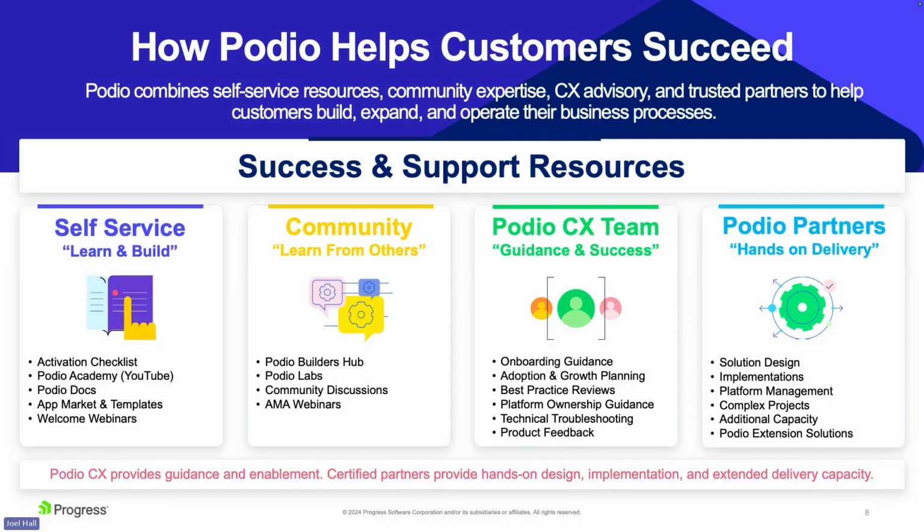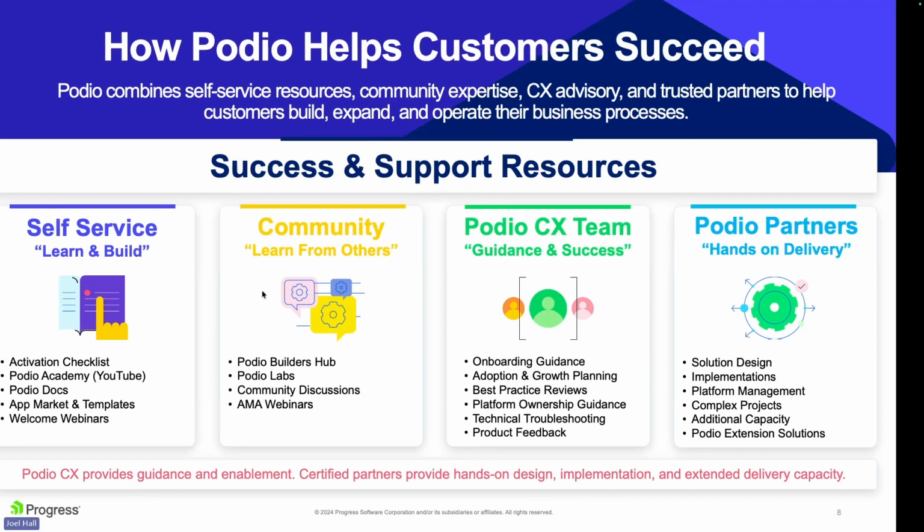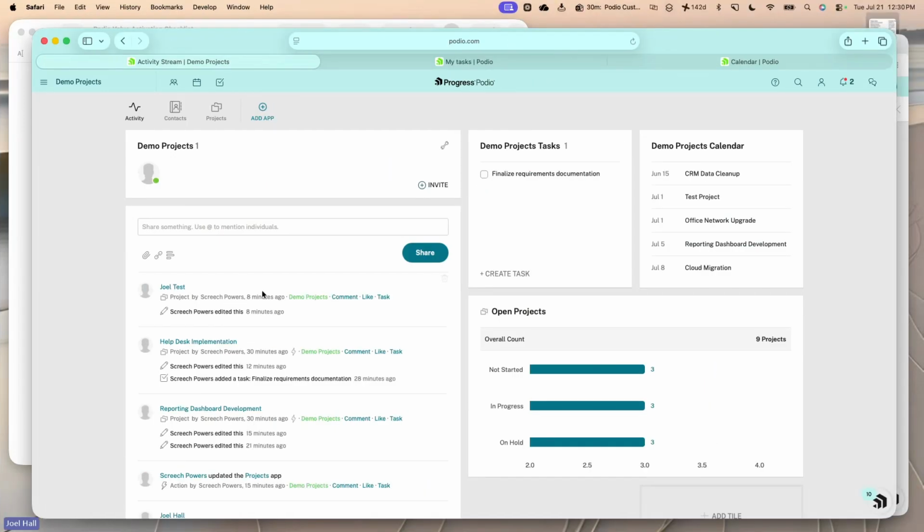And then there's our customer experience team. Where the partners are there to do more hands-on delivery, our team is certainly here to help with things like advice, enablement, guidance, certainly technical troubleshooting, product feedback, all of those sorts of things. And what's really nice is pretty much all of that is accessible down here in this little Progress logo that hides what we call the Resource Center.